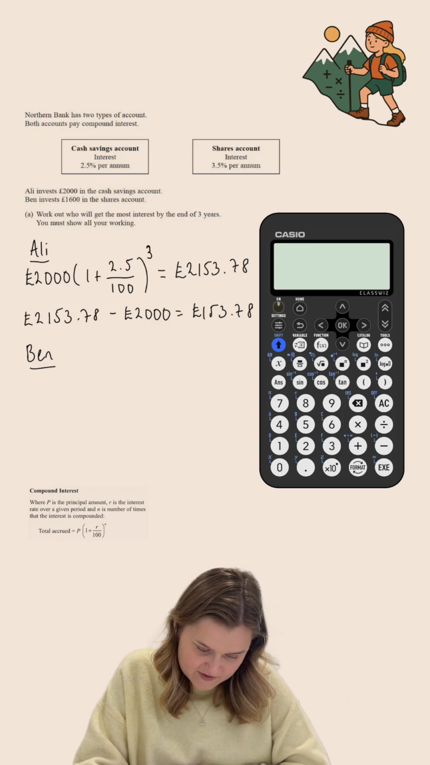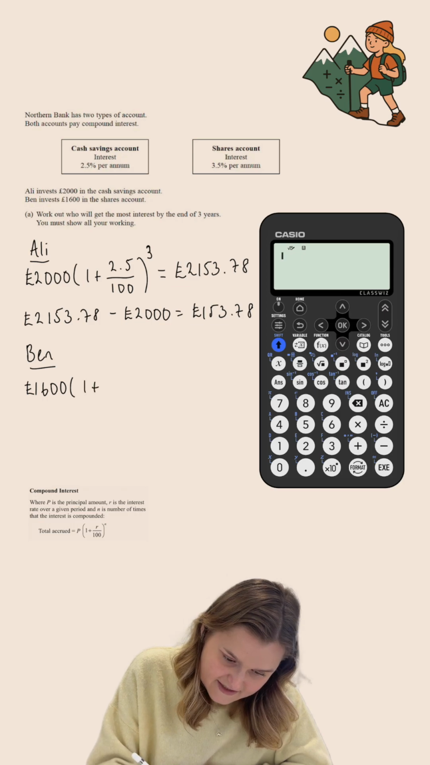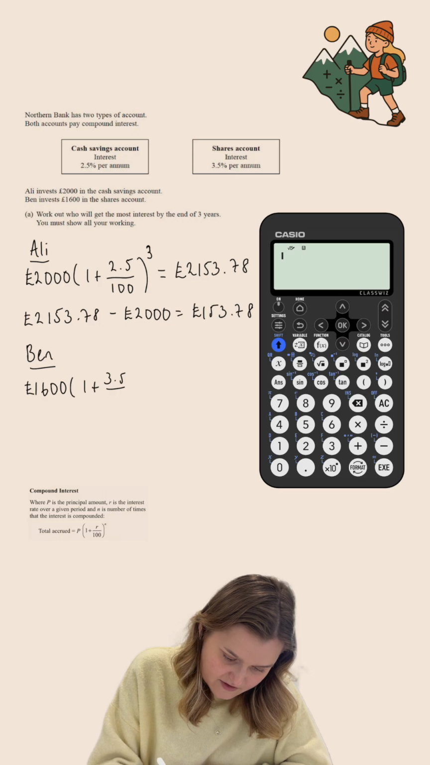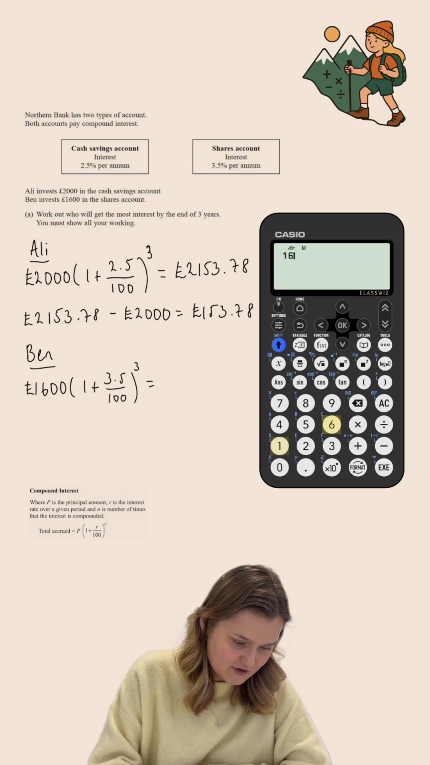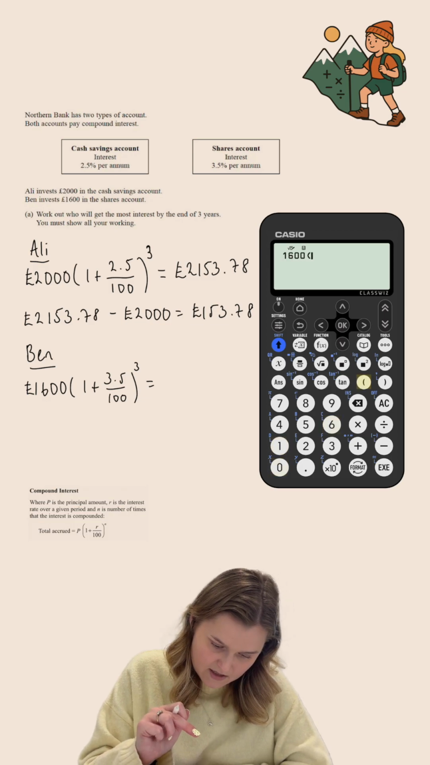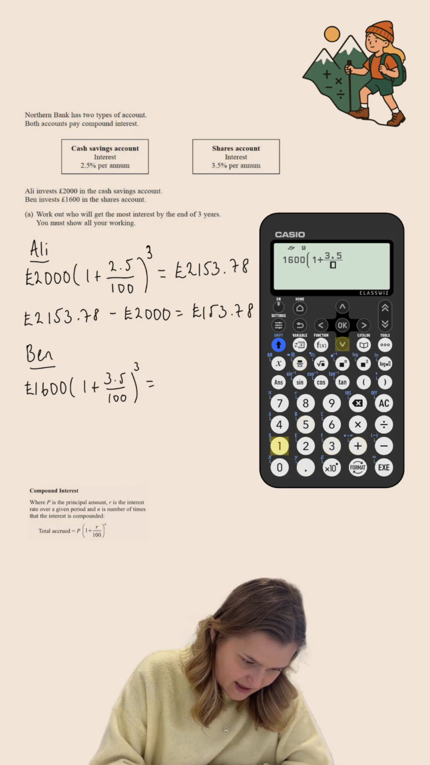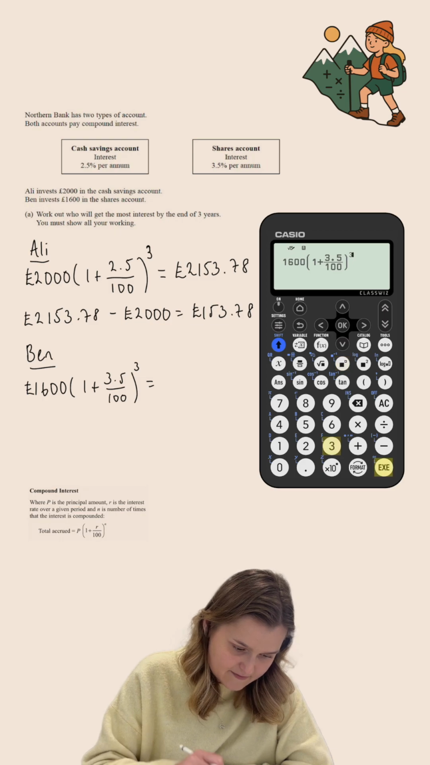Now we're going to do exactly the same thing, but for Ben. So Ben's principal amount was £1,600. That was the amount that Ben was investing. Ben's interest rate was 3.5%. So that's what we're going to substitute as R into our formula. And this was also for 3 years. And then once again, we're just going to put this into our calculator. So once we have done that, we can then work out how much interest Ben had.